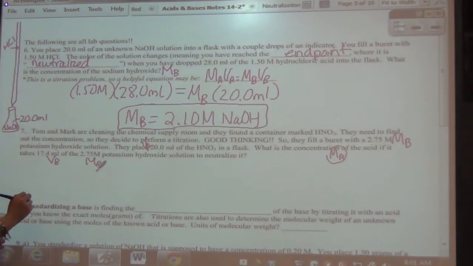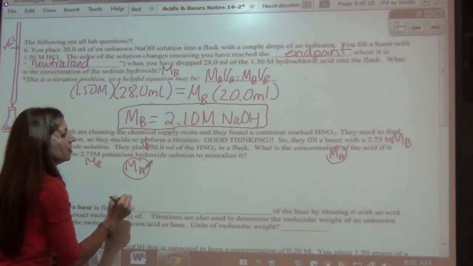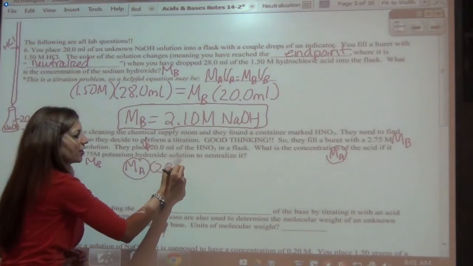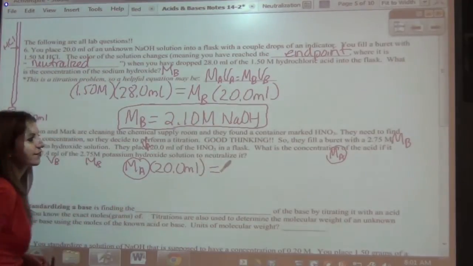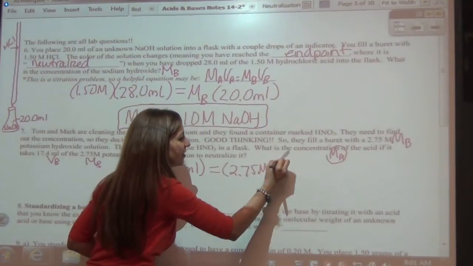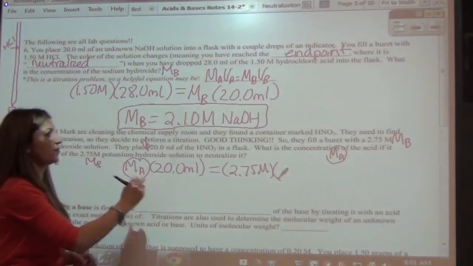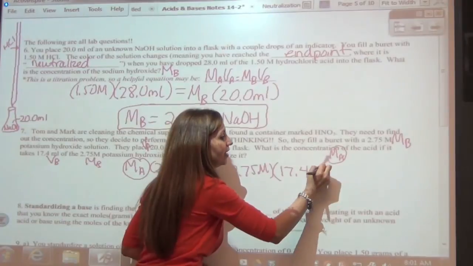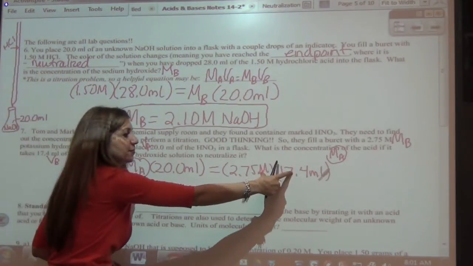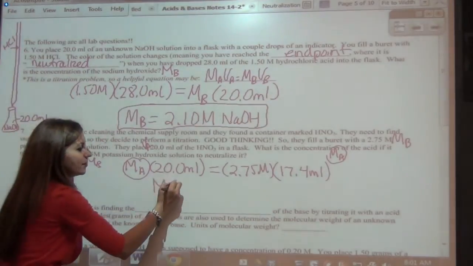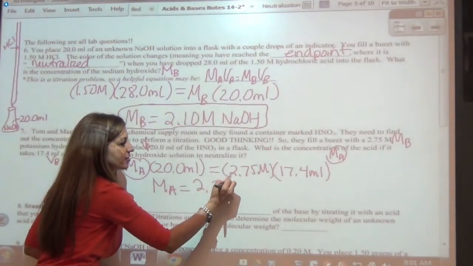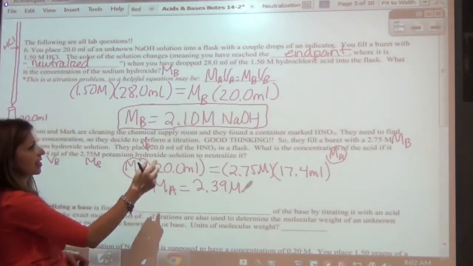Okay, so let's plug it in again. So MA is what we're looking for. Volume of our acid. Yep, 20 milliliters is the volume of our acid. Equals MB. Perfect. 2.75 molar and VB. The 17.4 milliliters. Awesome. Again, where do you start? If you from your X, opposite. Multiply and then divide. And please tell me what you get for MA. 2.39. Awesome. 2.39 molar, and this is HNO3.